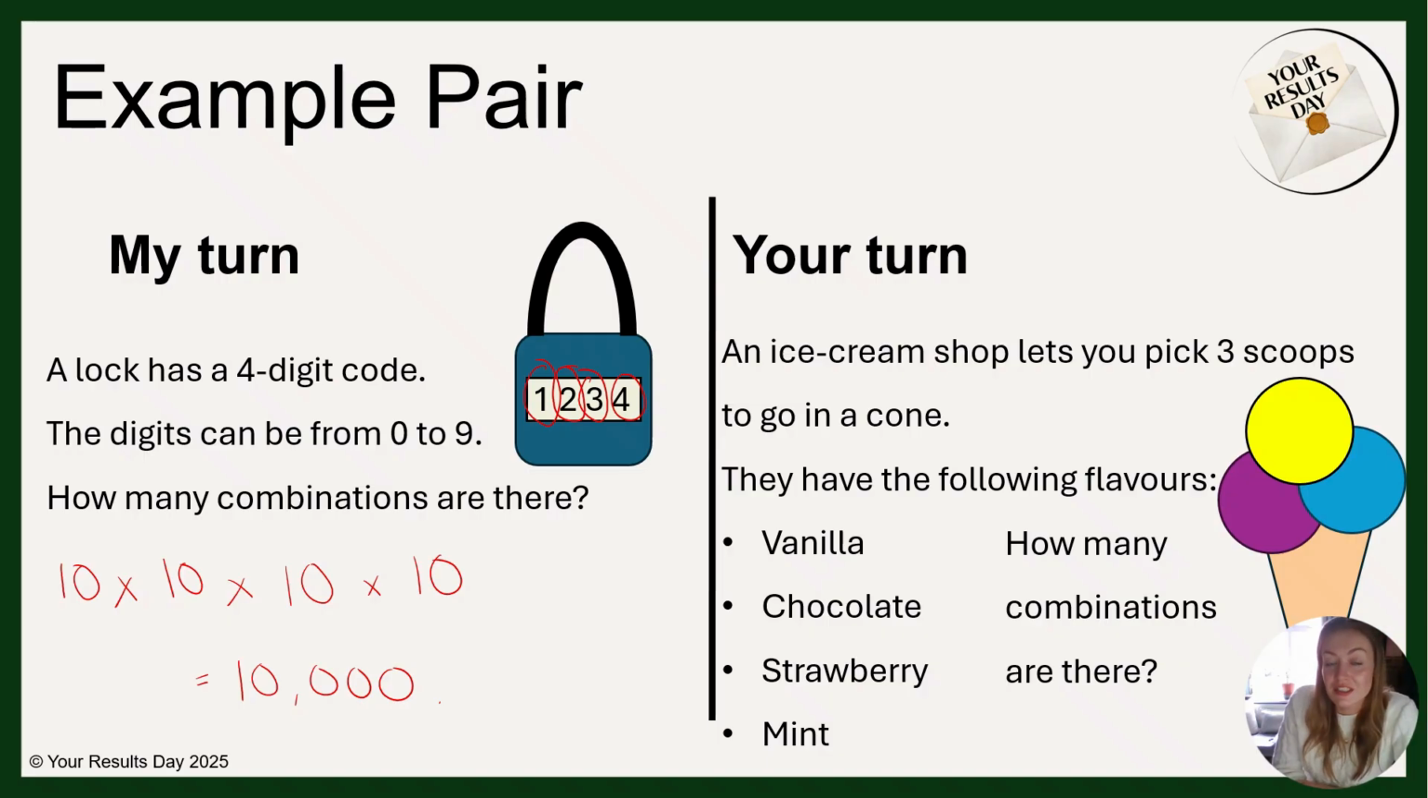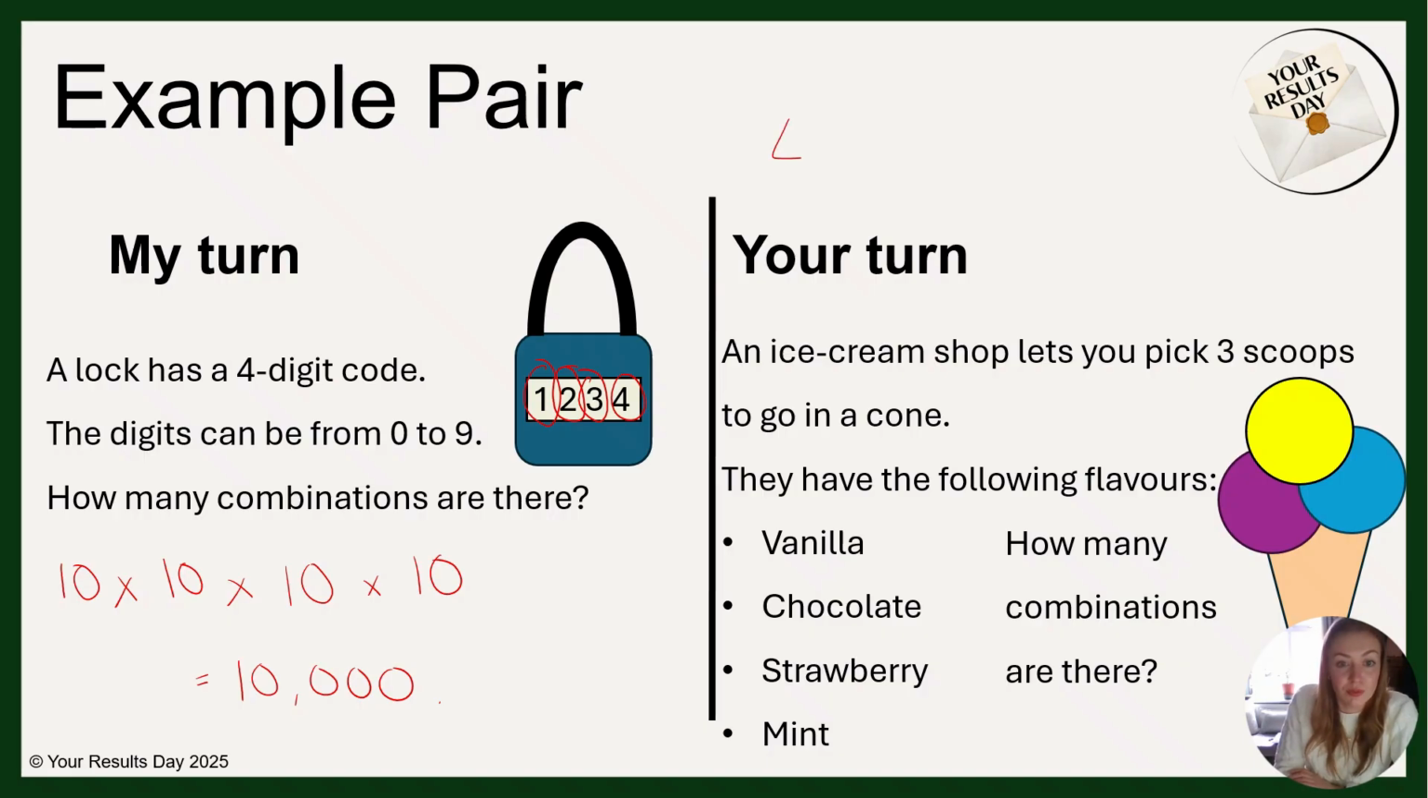Now there's nothing to suggest that they have to be 3 different scoops. If they wanted it to be 3 different scoops, they would put the word different in the question. So if you wanted 3 scoops of vanilla, you can have 3 scoops of vanilla. And I'm sure if you went to an ice cream shop, they would let you do that. And if you want 2 chocolate and 1 mint, they'll let you do that as well. So the way we're going to work that out is we think about our first scoop.